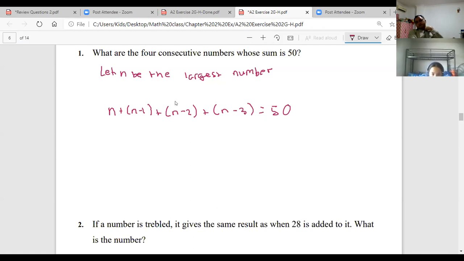N plus 2 plus N minus 1 plus N minus 2 plus N minus 3. Okay, that equals 50. So now we simplify. Can you remove the brackets and simplify? It's just algebraic expressions, right? And collecting the like terms.